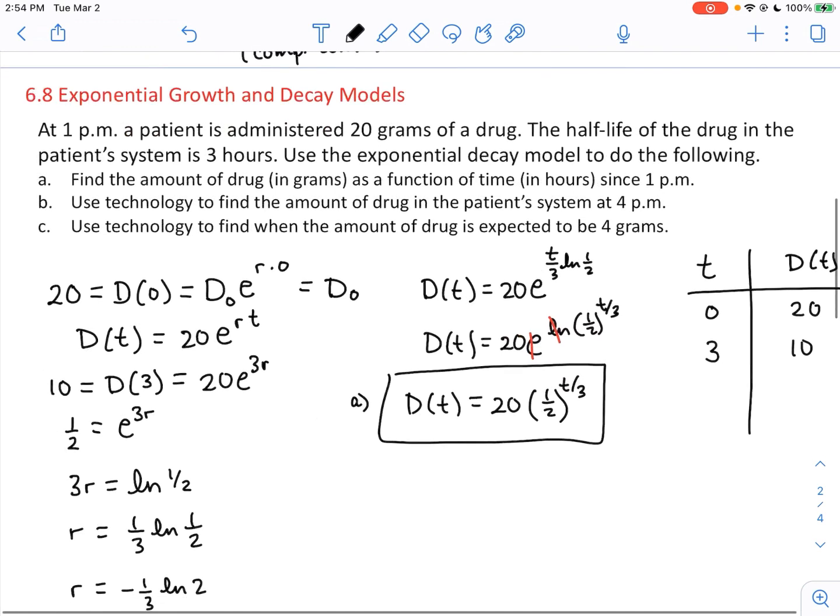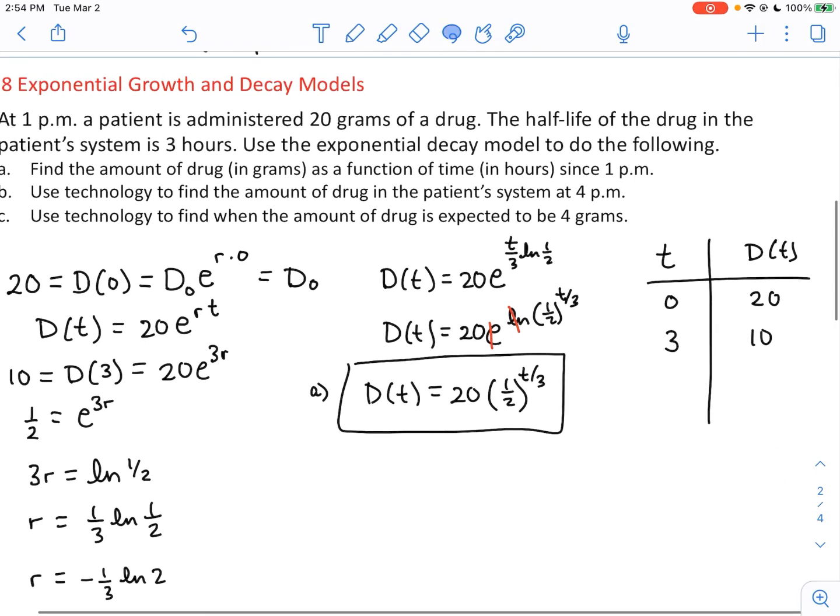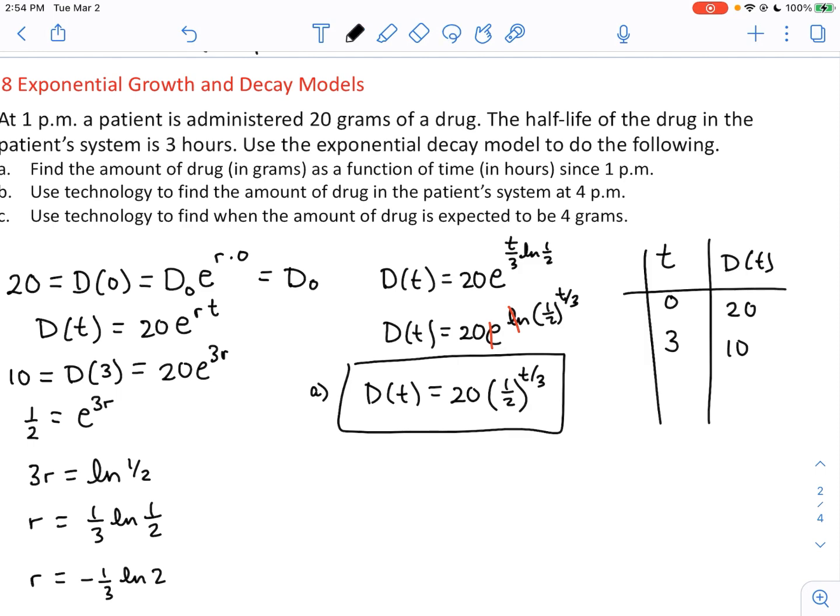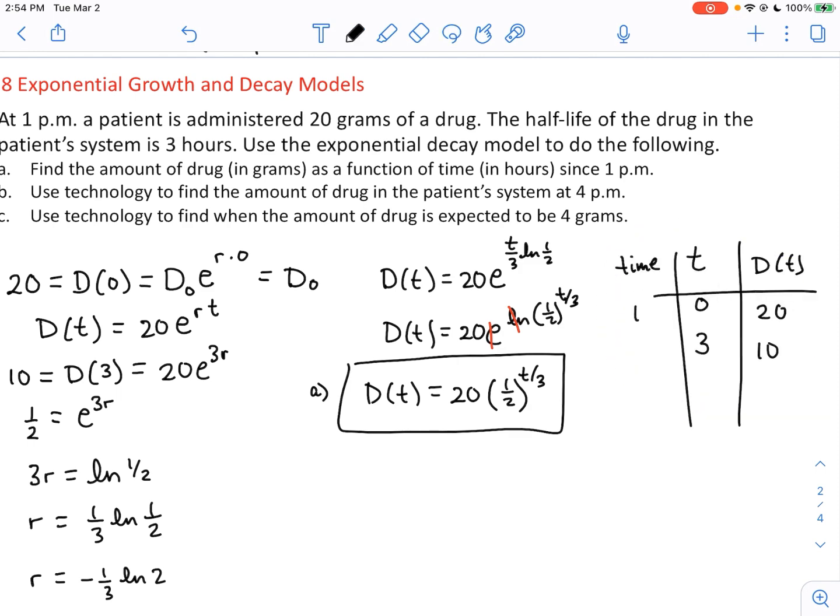Now for part B, use technology to find the amount of drug in the patient's system at 4 p.m. So 4 p.m. is 3 hours after 1 p.m. So technically we already know the answer to that. Right, if I were to put one more column in here, put an actual time column in here. So time 0 is 1 p.m., 3 hours later is 4 p.m.